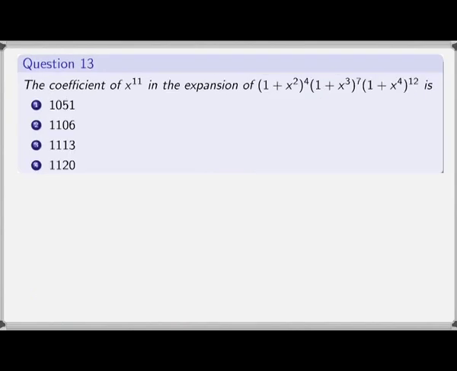In this question we are asked to find out the coefficient of x^11 in the expansion of (1 + x²)^4 (1 + x³)^7 (1 + x⁴)^12. We will write down the binomial expansion of each of the factors. So (1 + x²)^4 is equal to the sum from k equal to 0 up to 4, 4Ck x^(2k).